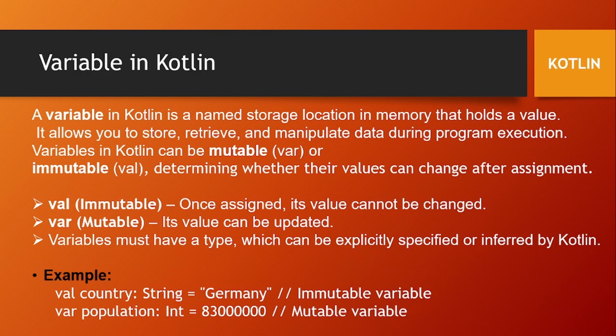Let's see. Variables in Kotlin, as you can see here, it is clearly defined what variables are. A variable in Kotlin is a named storage location in memory that holds a value. We can name a storage location of our memory and assign a value inside of it. So it allows you to store, retrieve, and manipulate data during program execution.